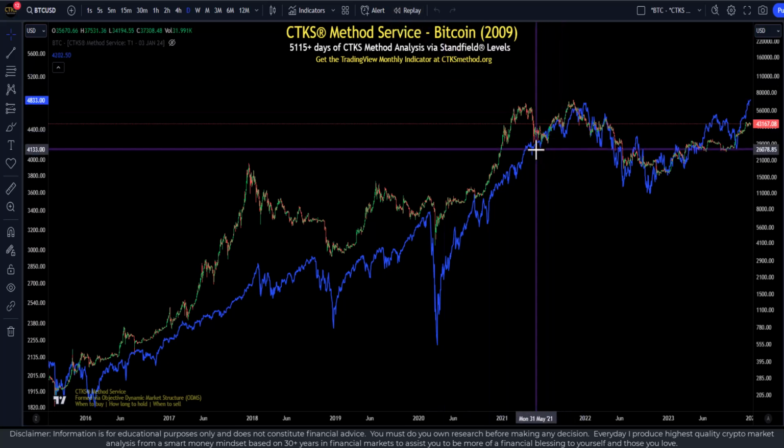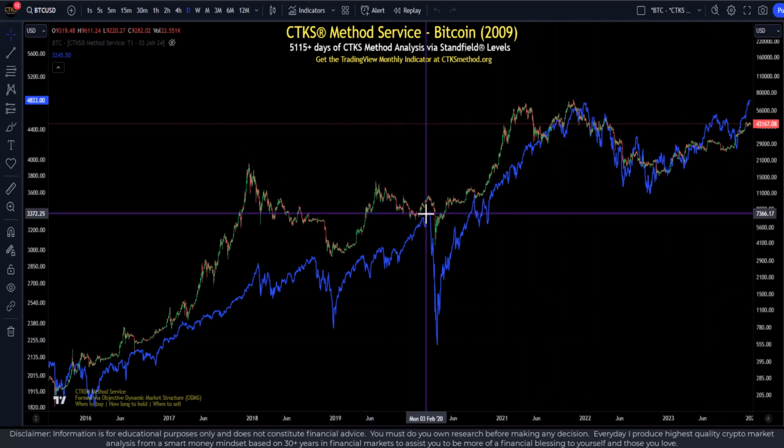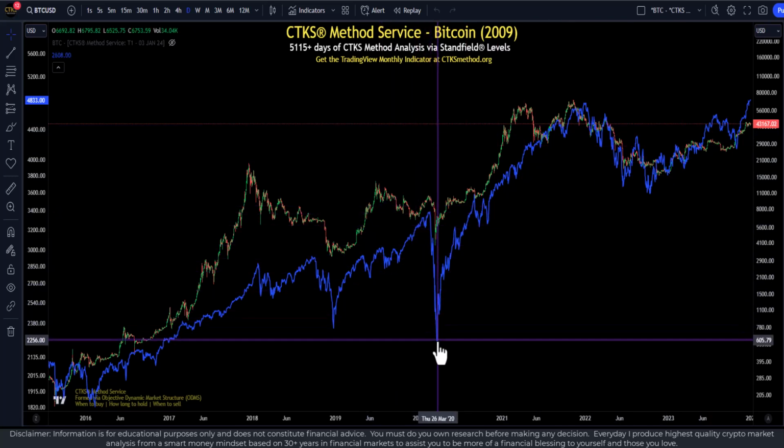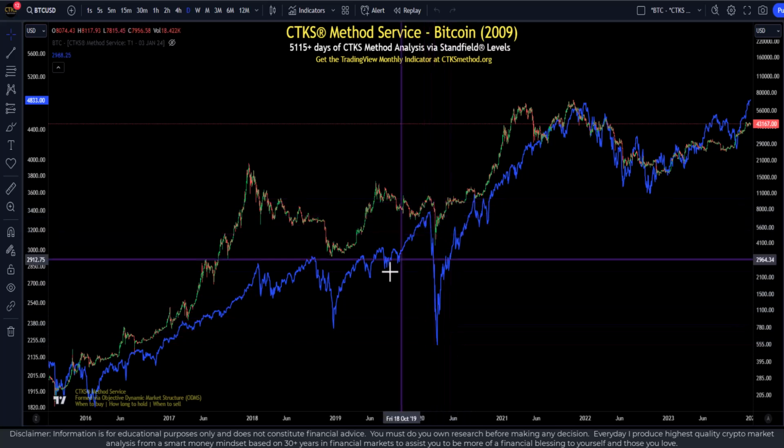Now, why am I looking at Bitcoin compared to the S&P 500? Do you notice this big push down in the S&P 500? What happened to Bitcoin then? Oh, it came down.